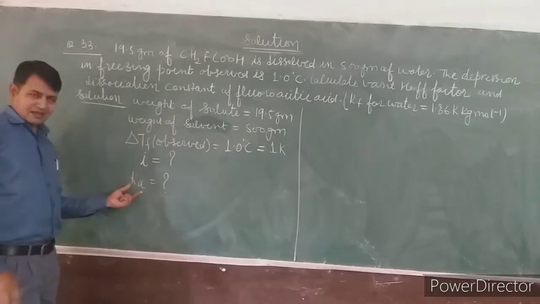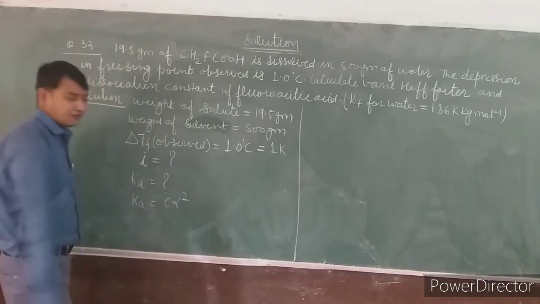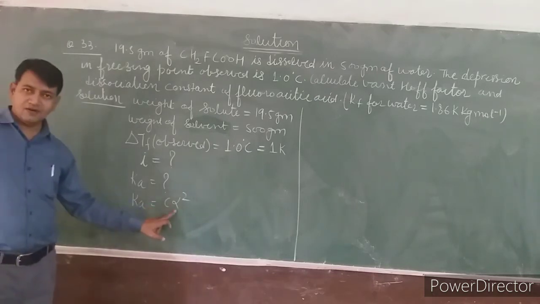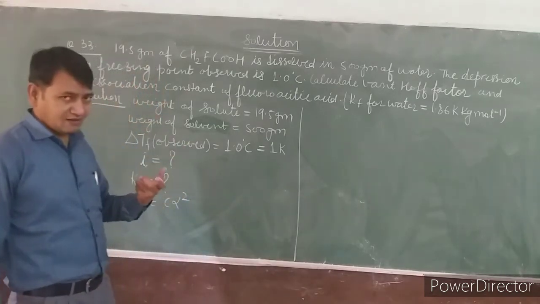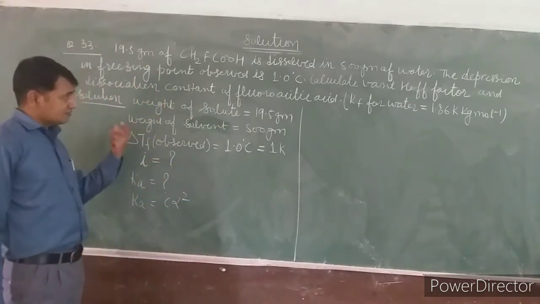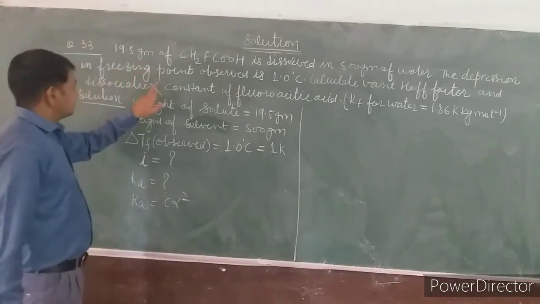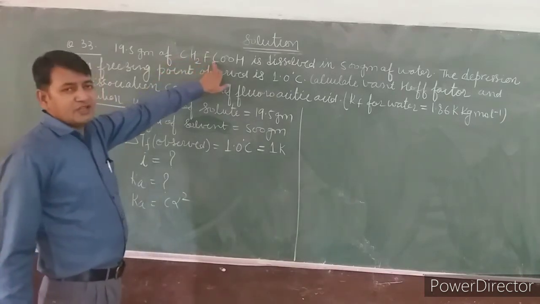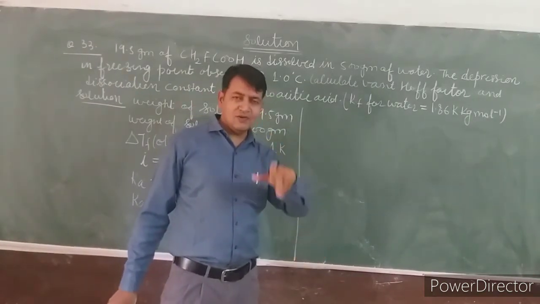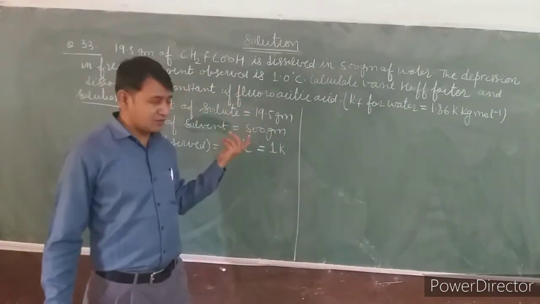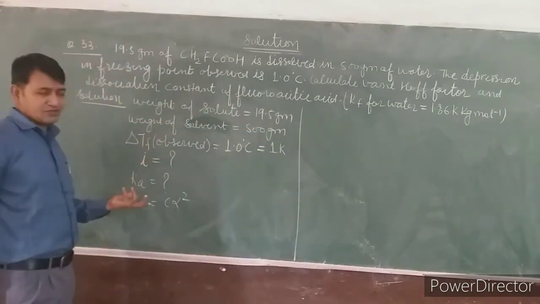to calculate Ka, we know very well the formula for K is C alpha square. It means we need alpha. And to calculate alpha, how can you tell yourself that here we have to use dissociation? Because this is fluoroethanoic acid, and the acid dissolves in water. So an acid always gives H plus ions in water and forms ions. So it is clear that this is a dissociation process.